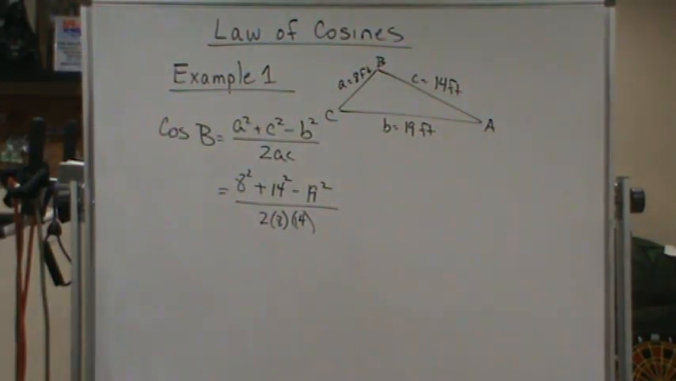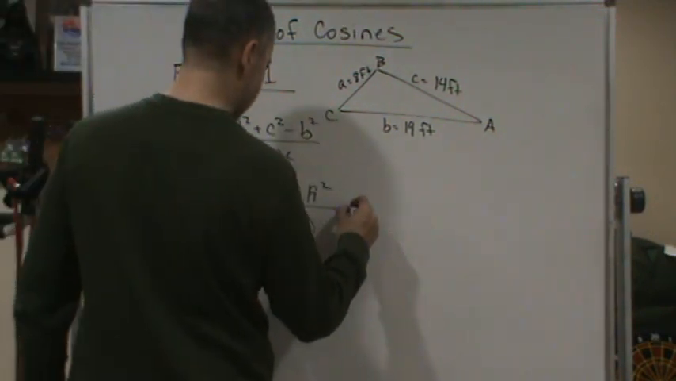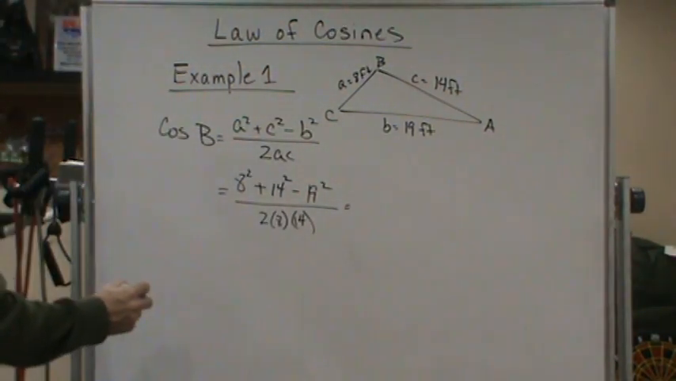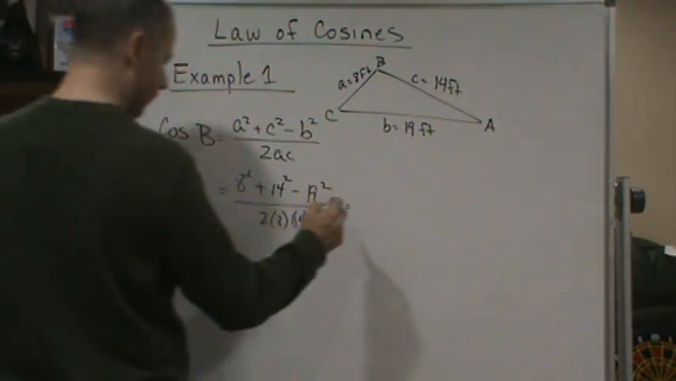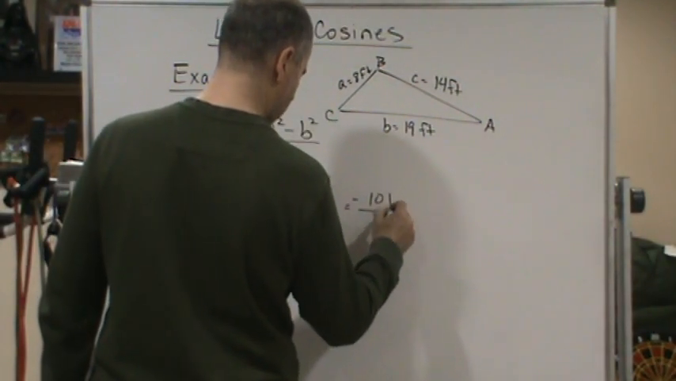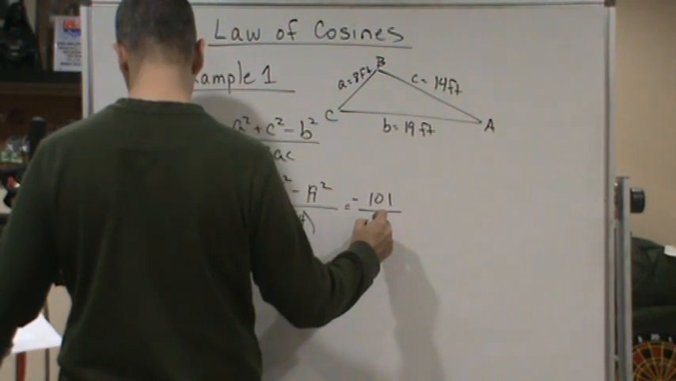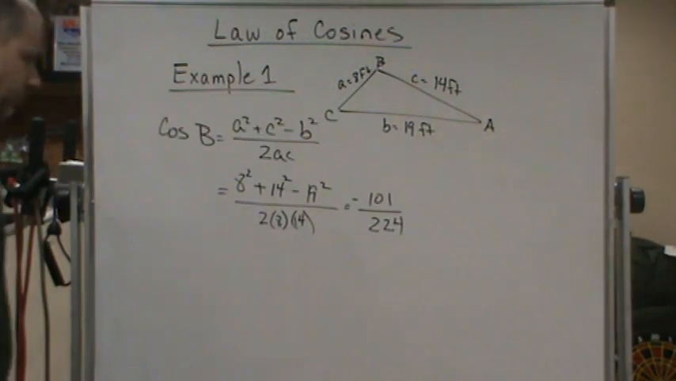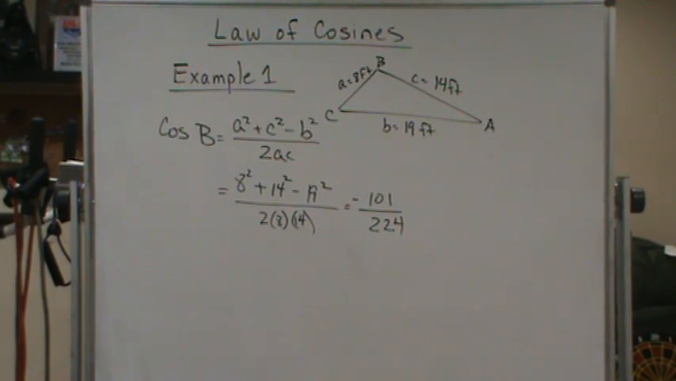And so all you have to do is plug this into your calculator, and we get negative 101 over 224. Now that's cosine B.